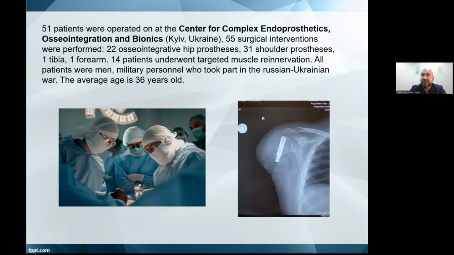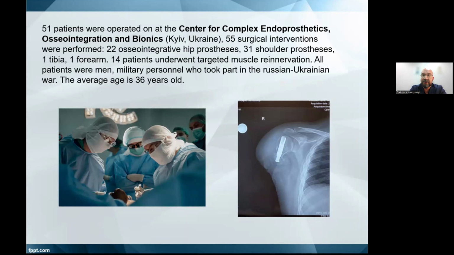We owe our development in the field of osseointegration to Professor Richard Brånemark. He came to Kyiv 3 times, taught and certified our surgeons. He's an excellent specialist and a true humanist. I hope he can hear me now.